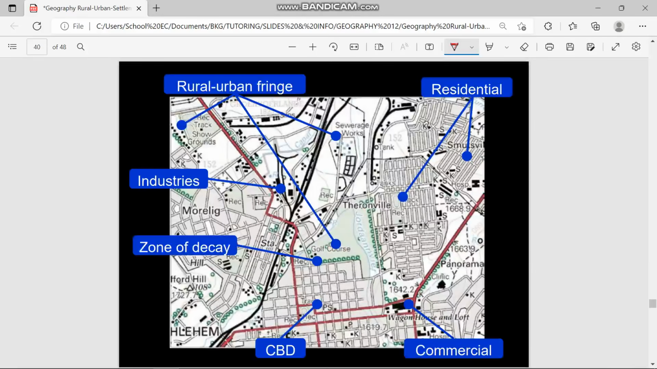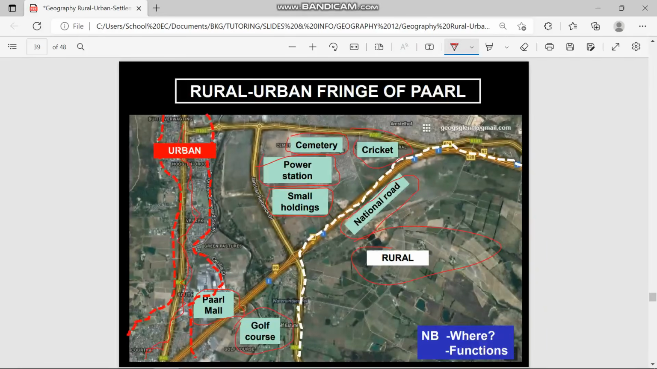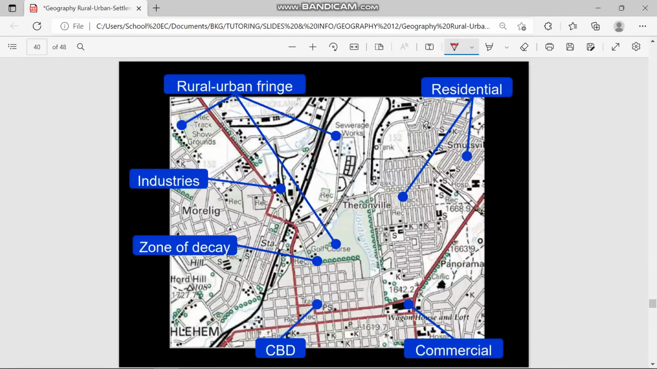Let's move down. This is a map, the very same map that is showing us what is on this one. So this is a map of it. You can see that the golf course is away. It covers a large amount of area. That is taken by the golf course.